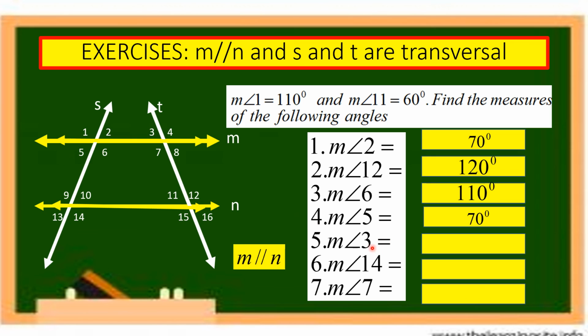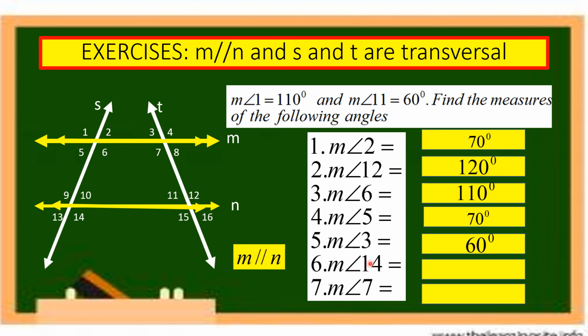We need to find the value of angle 3. Angle 11 and angle 3 are corresponding angles, and corresponding angles of parallel lines are congruent. If the measure of angle 11 is 60, therefore the measure of angle 3 is also 60 degrees.